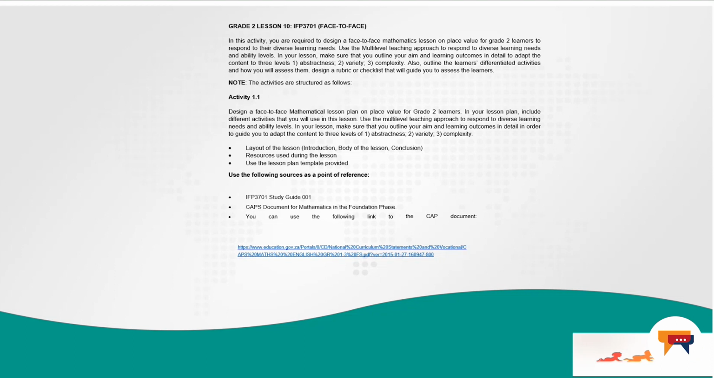Also, outline the learners' differentiated activities and how you will assess them. Design a rubric or checklist that will guide you to assess the learners. The activities should be structured as follows. Activity 1.1. Design a face-to-face mathematical lesson plan on place value for grade 2 learners. In your lesson plan, include different activities that you will use in this lesson. Use the multi-level teaching approach to respond to diverse learning needs and ability levels of your learners.